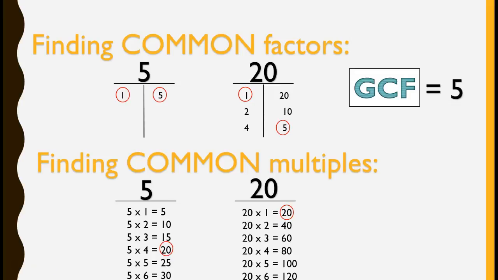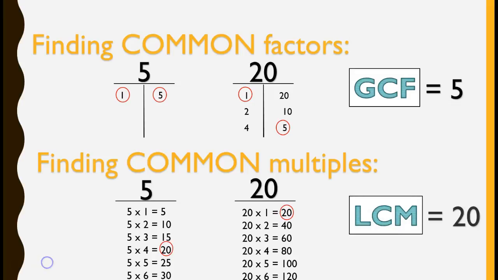I see 20. They both have a 20. And then you can usually stop as soon as you find the smallest one that they have in common, because what they really want you to find is the least common multiple. And so for this, it would be 20. Do you notice the difference? For factors, they want you to find the biggest one that they have in common. And for multiples, they want you to find the smallest one that they have in common.